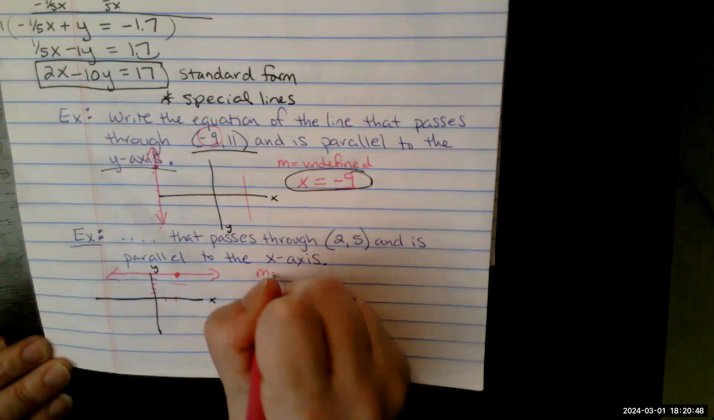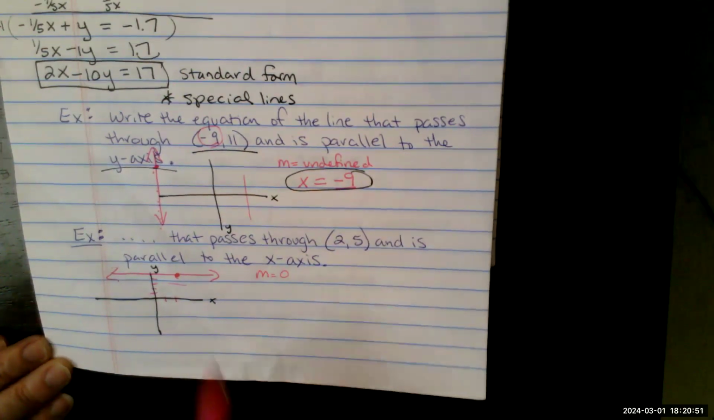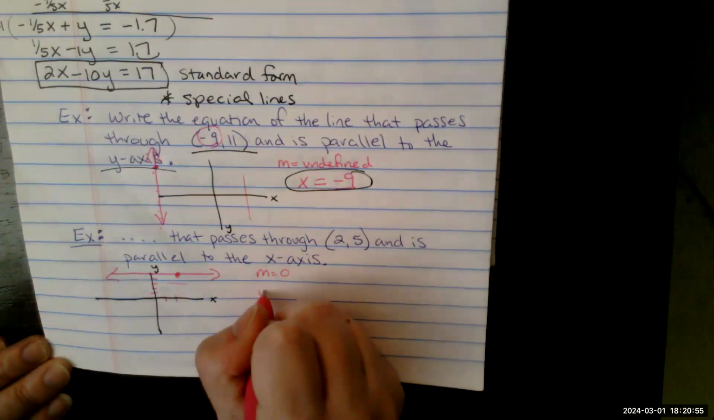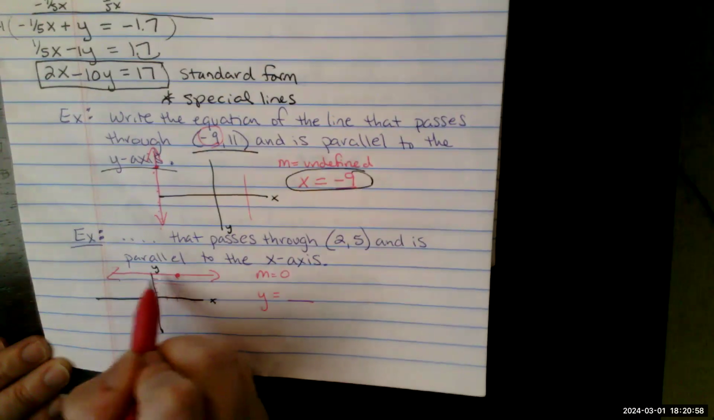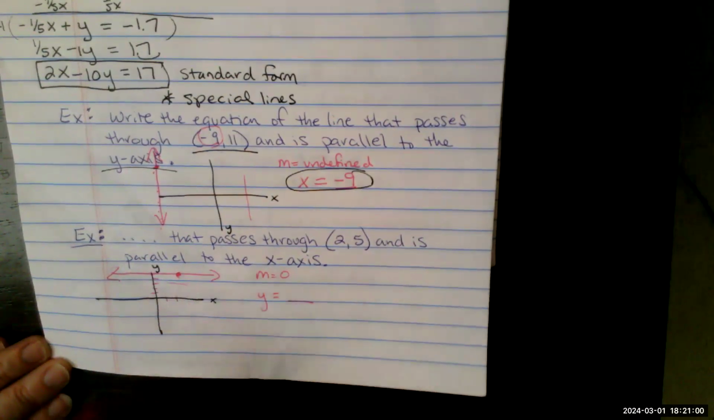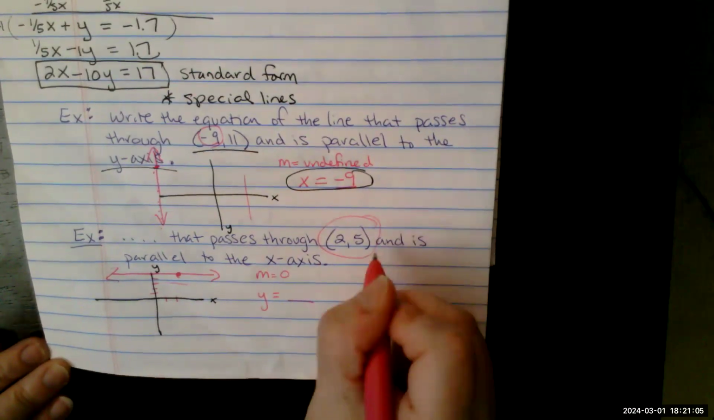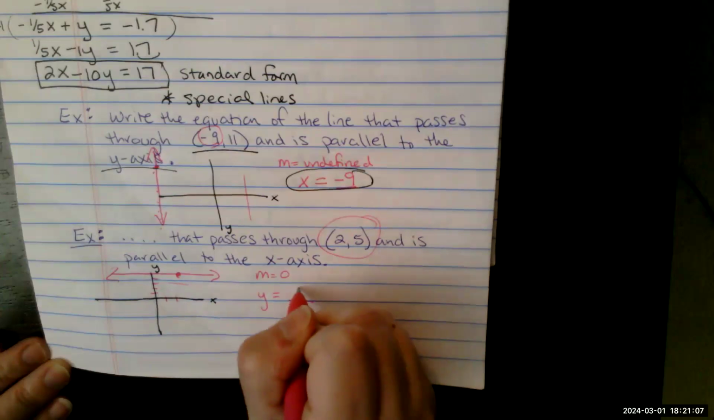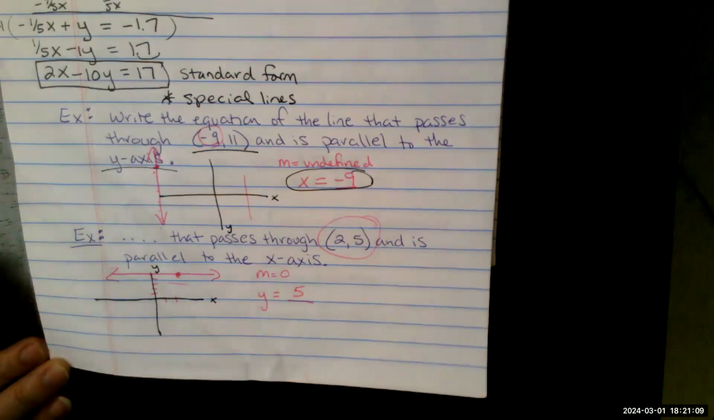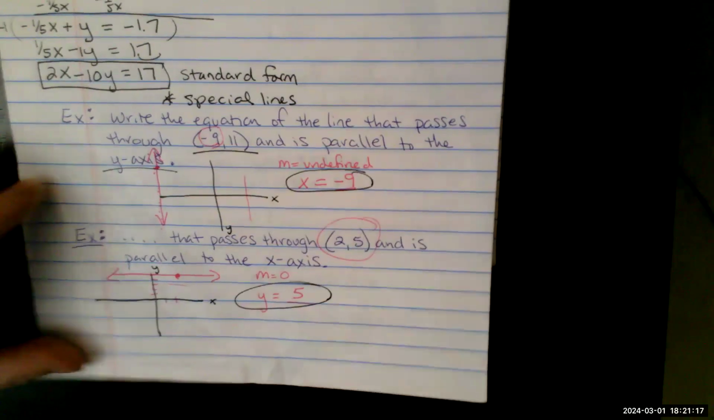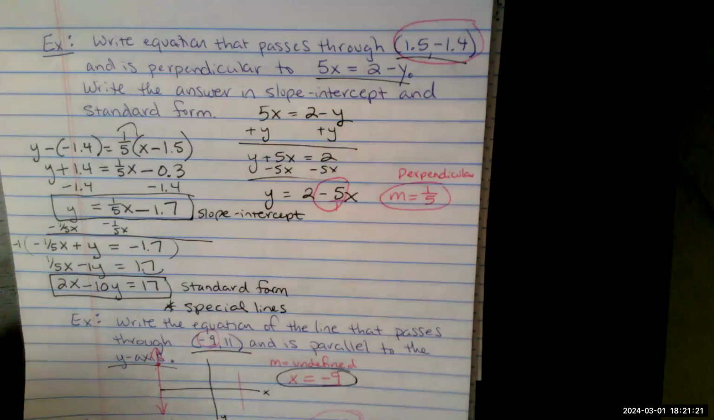So again, just as a refresher, we know the slope is 0, but we also know what type of equation gives us this special line, and it's when y equals a number, because every single point on this line has the same y. In this case, since it's going through this point, it must have the same y value as that point. So final answer, this is the equation. So these are special cases. These are the two special lines. We don't do them the same way we would do anything else.